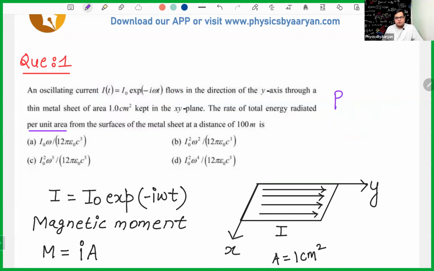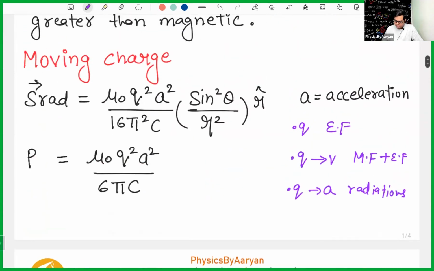You can find power and then you can divide by area. You will get your answer. So rate means divided by time. Total energy is U, divided by area. So U by T is known as power. And if you divide your power by area, you basically get your intensity.